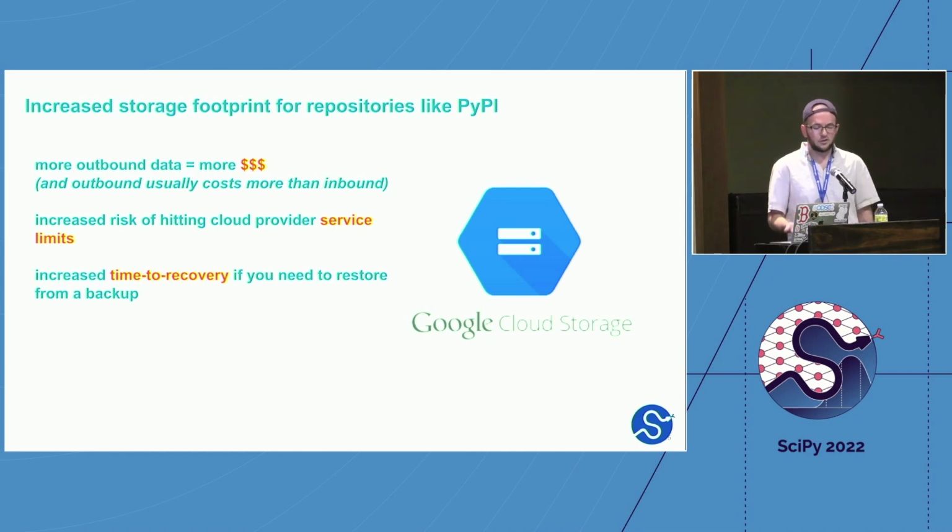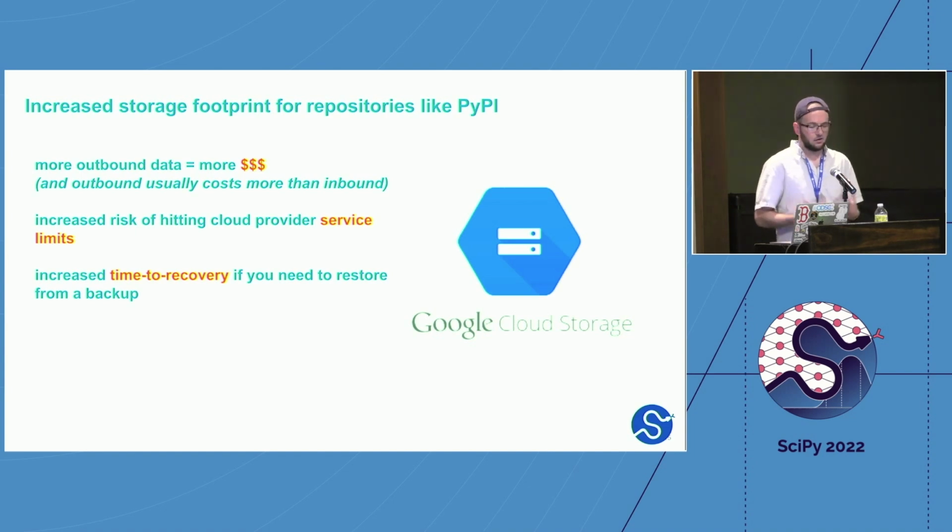Well, first, increased storage footprint for repositories like PyPI. So PyPI uses Google Cloud Storage. It switched to that in the last year or two, I believe, from Amazon S3. But either way, every time you upload a bunch of wheels and other distributions to PyPI, they have to store them somewhere. That costs them money. That is the economics of cloud storage: storage is a variable cost. So the bigger the things are, the more data you're storing, the more money it costs that service to run.